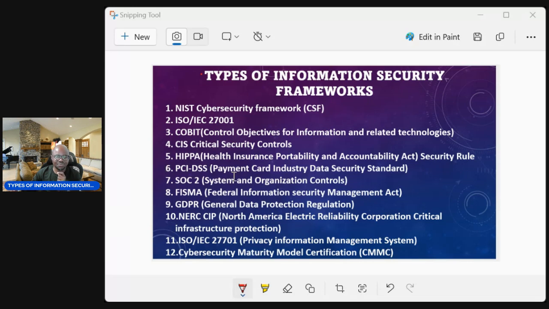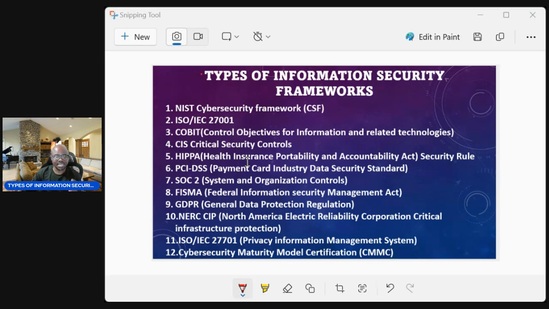And then number 5, we have HIPAA. HIPAA stands for Health Insurance Portability and Accountability Act. So we have the HIPAA Security Rule framework. And who developed this HIPAA framework? It was developed by the United States Department of Health and Human Services. And what is the focus of this HIPAA rule? The focus is on protecting healthcare information, that is PHI, protected health information. That is the focus of the HIPAA Security Rule.